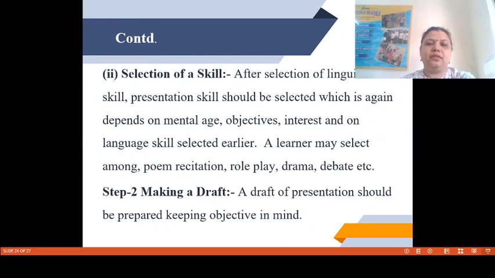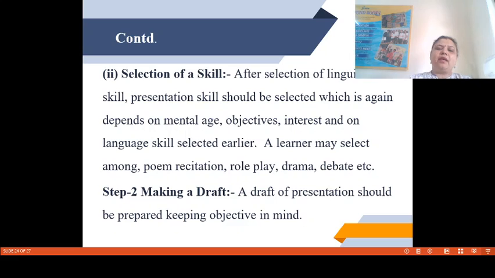Our second sub-step is selection of a presentation skill. After selection of the linguistic skill, the presentation skill should be selected, which again depends on mental age, objectives, interest of the learner and on the language skill selected earlier. A learner may select among poem recitation, role play, drama or debate, etc. for their presentation or the content they have chosen.